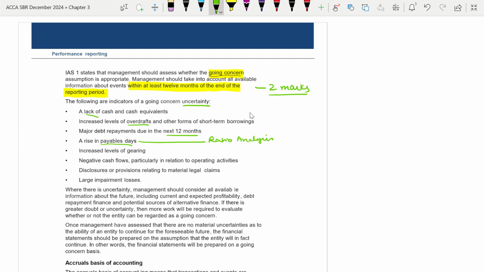When we are doing ratio analysis, if payables days are increasing, we have to mention in our comment that there is a going concern issue. Next, increased level of gearing. You are taking a lot of loans, long term loans. Negative cash flow from operating activities. Again, keep it in mind.